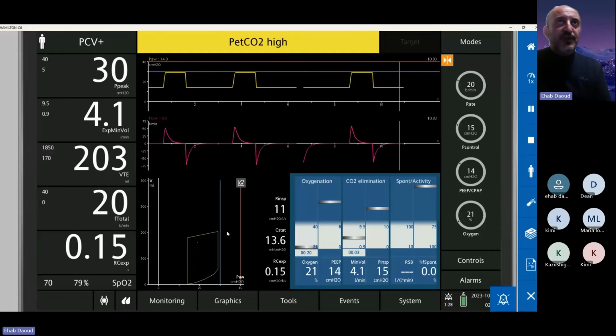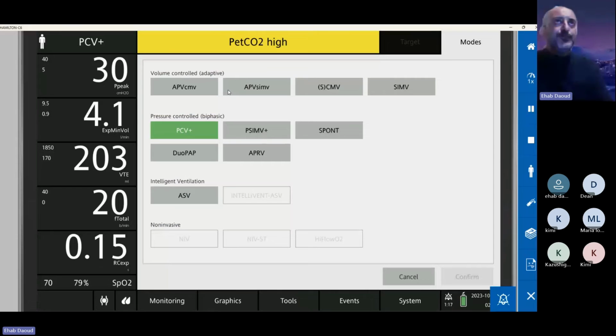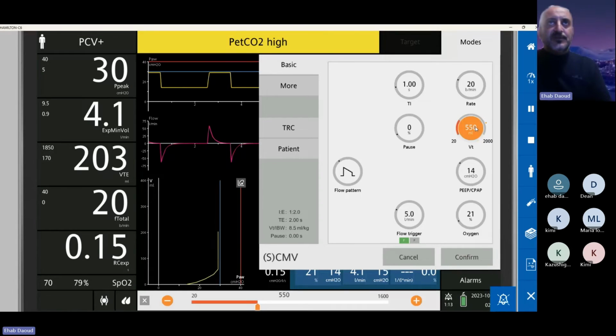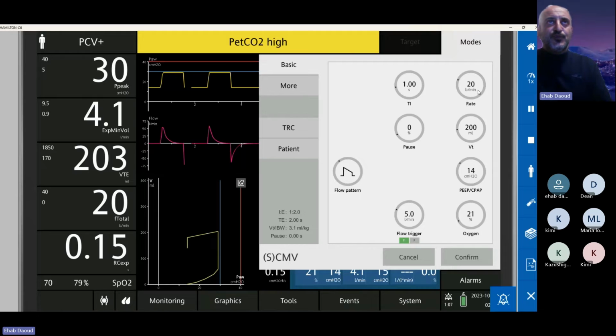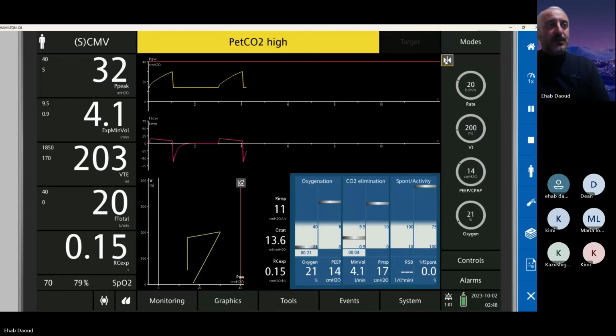But take a look at this graph, and let's switch the patient to volume control with almost the same volume and almost the same respiratory rate, to see if you can see the difference between them. We said our tidal volume was 200. Our PEEP is the same, our respiratory rate the same. So let's take a look. Okay, great. Let's pause it.